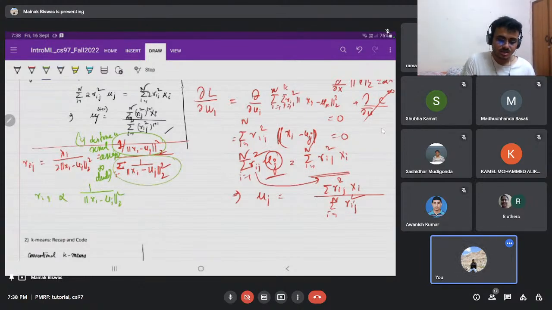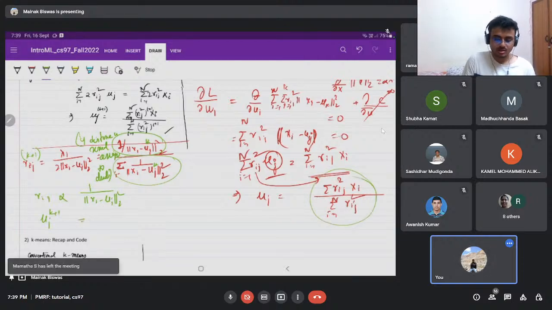So you see the mu k at the kth iteration. Rij at k plus 1 will be updated this way. And now once you get Rij, you can update the mu j's for k plus 1 with this equation.